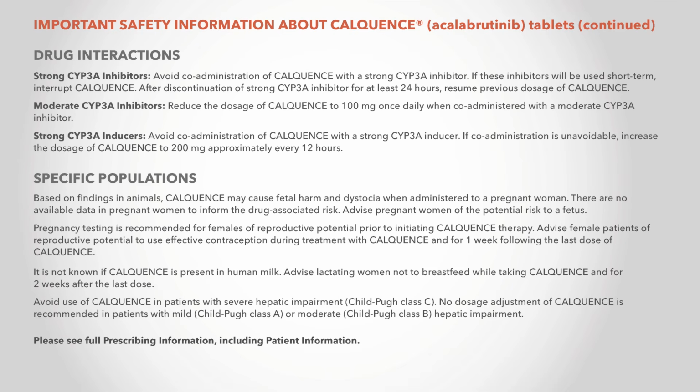Avoid use of CALQUENCE in patients with severe hepatic impairment, Child-Pugh Class C. No dosage adjustment of CALQUENCE is recommended in patients with mild, Child-Pugh Class A, or moderate, Child-Pugh Class B hepatic impairment.